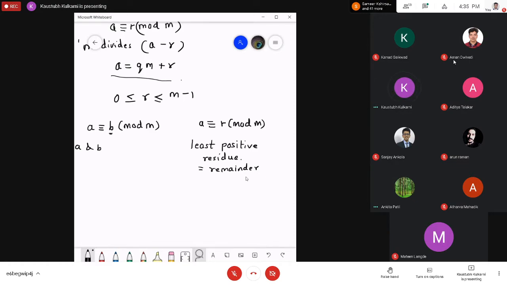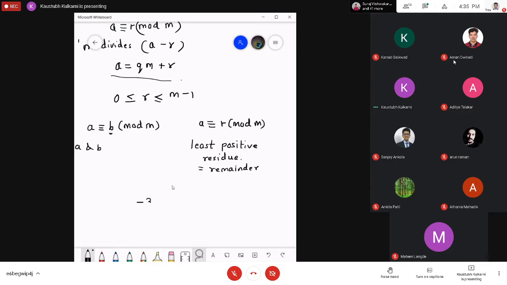Okay, getting it? Yes, sir. Okay. So one more example I'll take. Sir, A and R also are congruent to each other, right? Yes, they are congruent to each other. That terminology still can be used. They are congruent to each other.